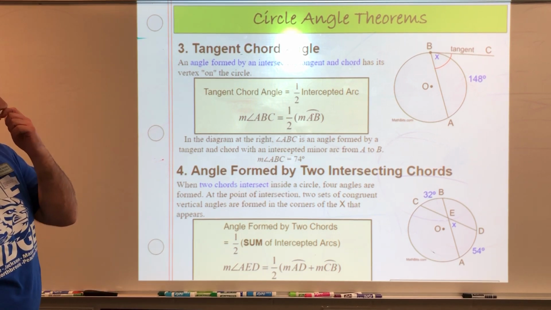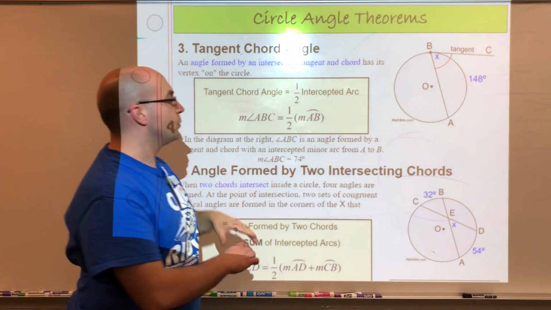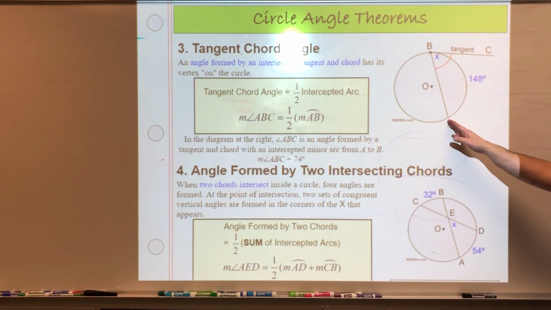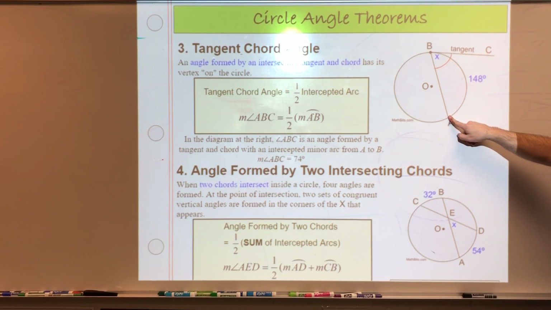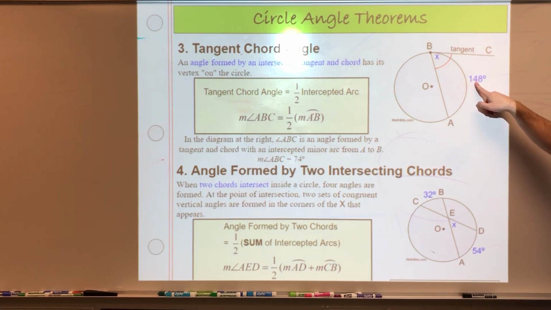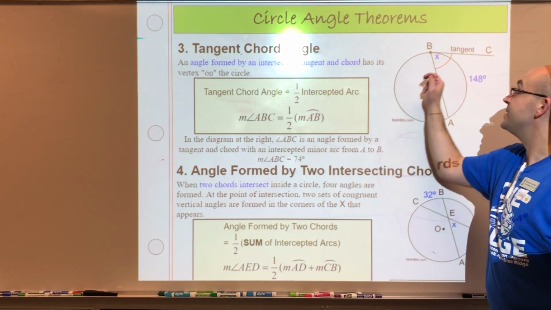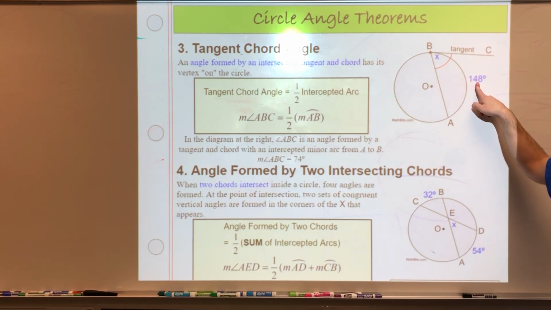Number 3, tangent chord angle. Basically, a circle has a tangent with a point of tangency and a chord that comes through it. Okay, represented by the inscribed arc. Okay, multiply that by 1/2 or divide it by 2, and you get the angle measurement here. Okay, so the measure of ABC is 1/2 of the intercepted arc.